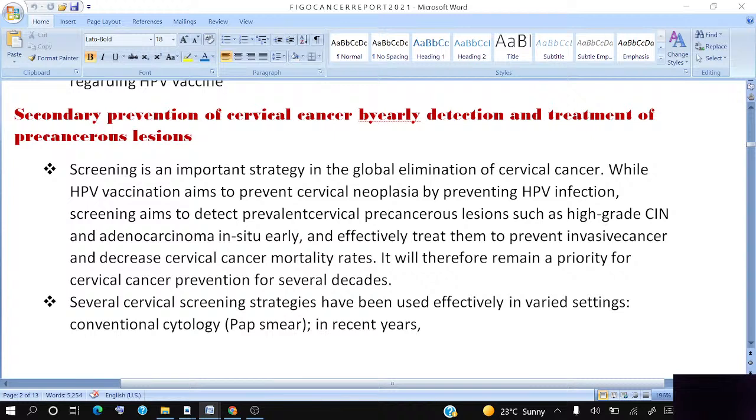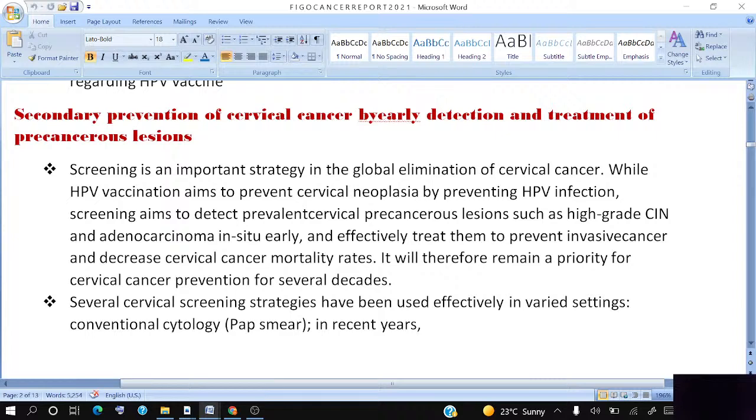For the global elimination of cervical cancer, HPV vaccination aims to prevent cervical neoplasia by preventing HPV infection, while screening aims to detect prevalent cervical precancerous lesions, such as high-grade CIN and adenocarcinoma in situ, early and treat them effectively to prevent invasive cancer and decrease cervical cancer mortality rates.